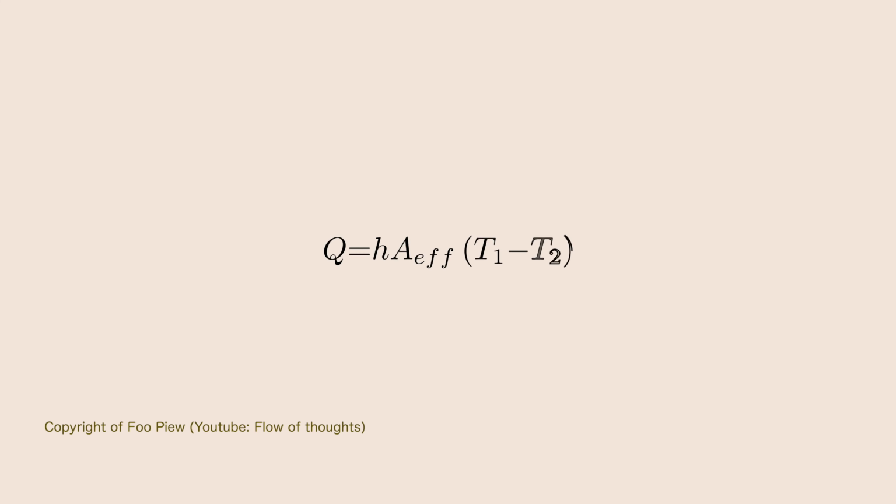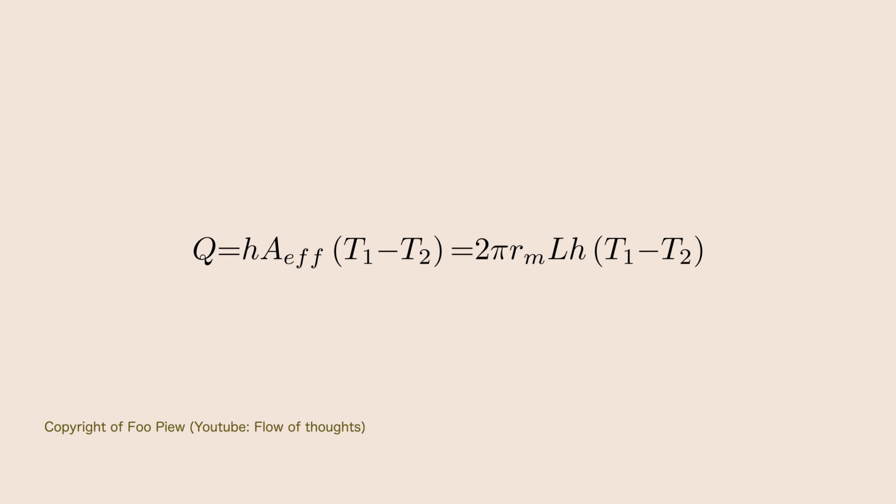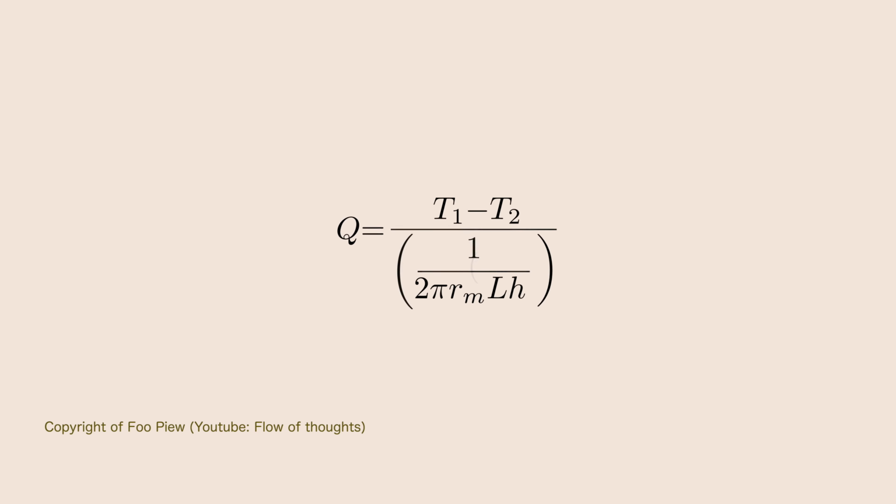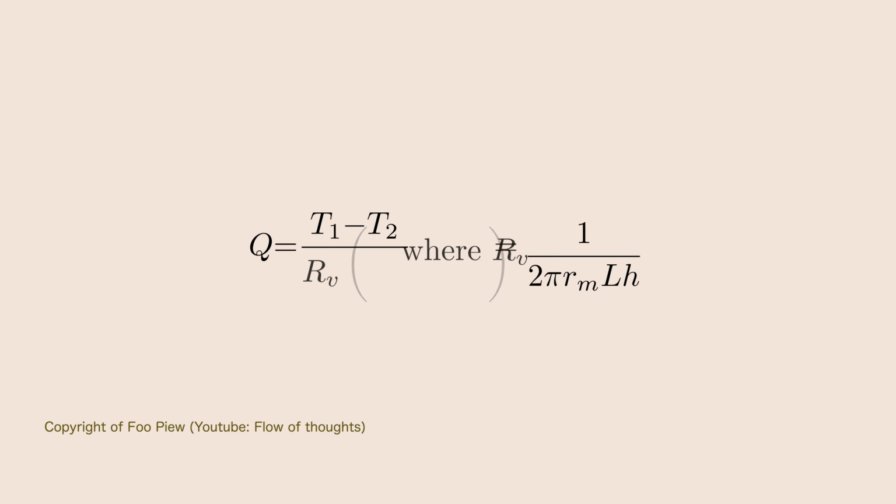We also consider the transfer of heat through fluids in the annulus of the well pipe. Using the effective area expression we derived, we expand the heat convection equation, noting the presence of the mean radius. Rearranging the equation, we extract the corresponding thermal resistance, denoted as Rv.